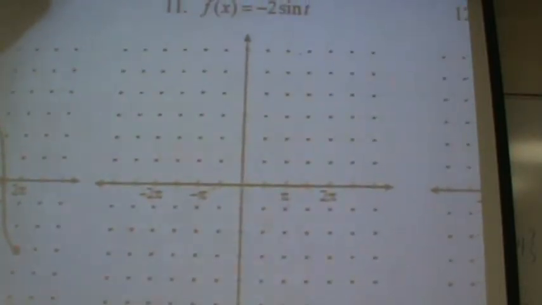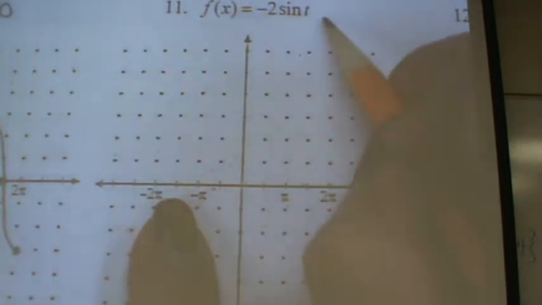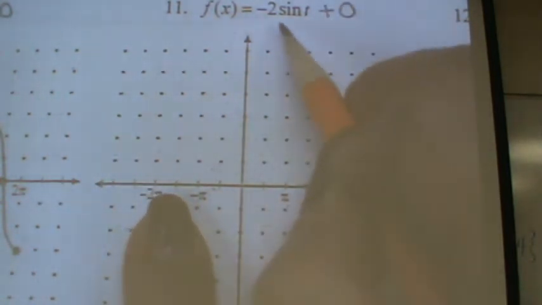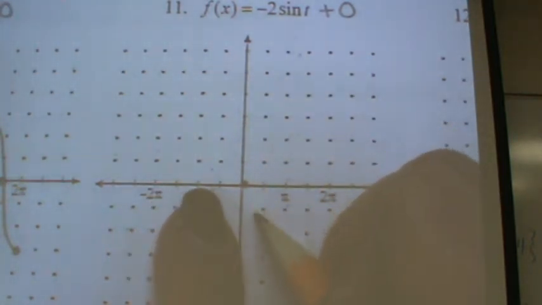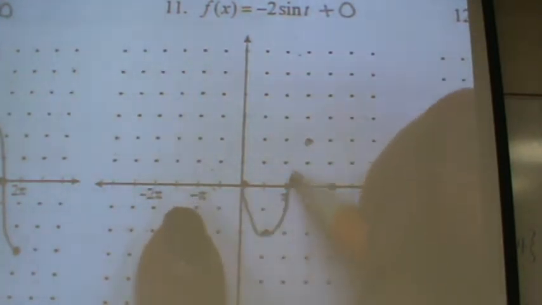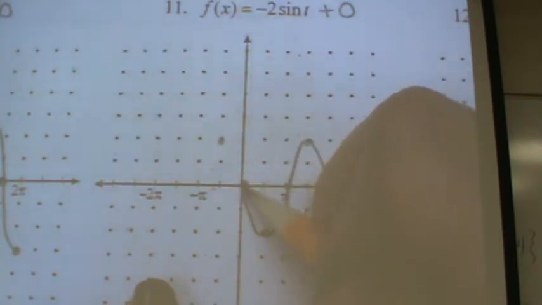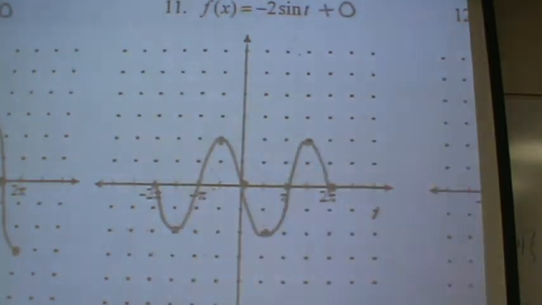Number 11. This is the sine curve. The x-axis is going to be your axis. And it's an upside down sine curve. So it starts here, and you're going to go 2. The amplitude is 2. Just like that.